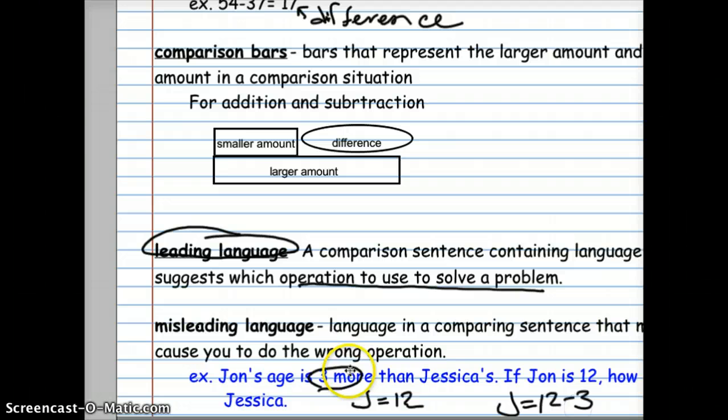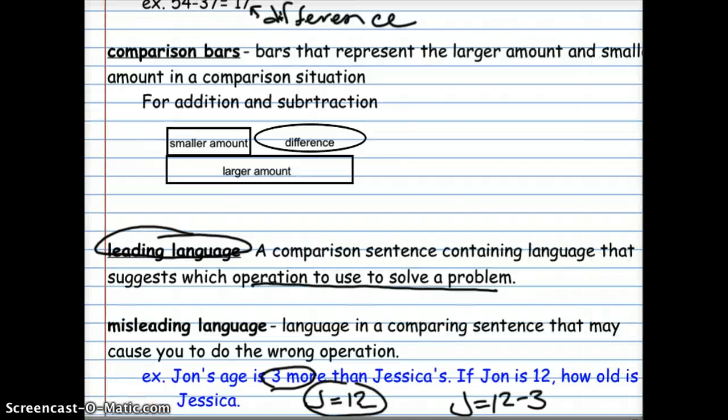Minus 3 because he is older. He is 3 more than Jessica. So Jessica would be 9 because 9 plus 3 equals John's age. Okay, so let's go back to look at our page.